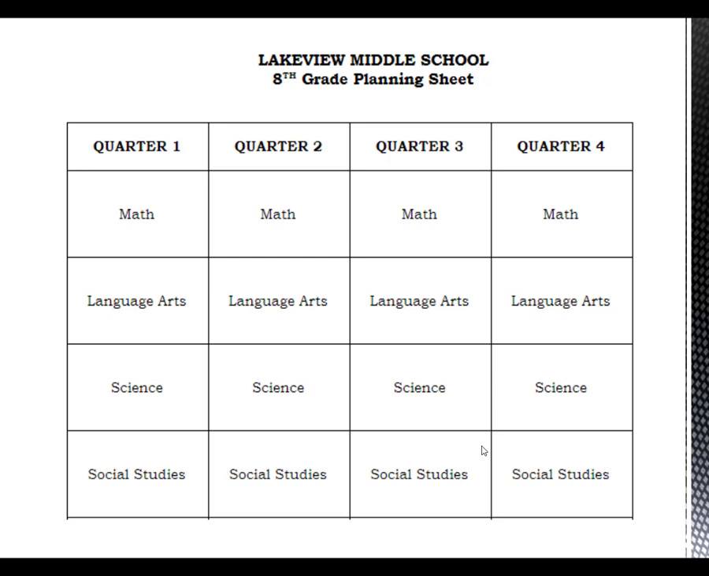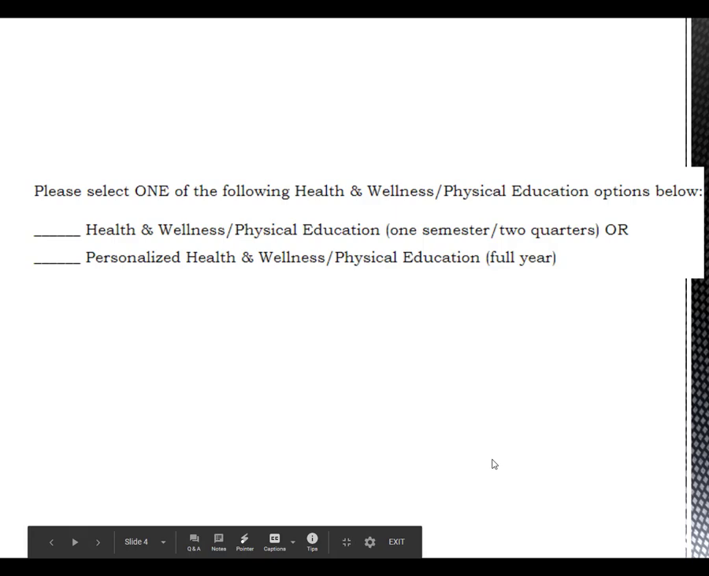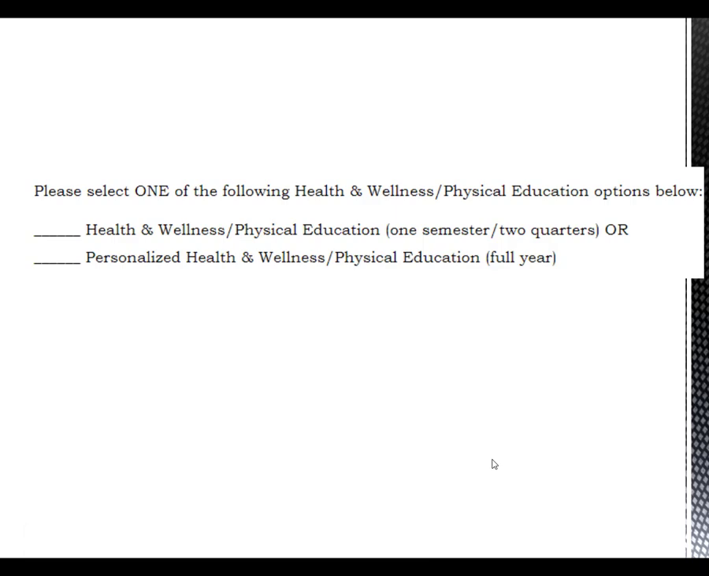So if you turn your paper over, on the back you'll see the sheet that you're going to fill out. So we put in math, language arts, science, and social studies for you, since those are all year for all 4 quarters. The first decision you're going to have to make is, do I want to take health and wellness for one semester, or do I want to take personalized health and wellness for the full year? It's like in 7th grade, you had the option if you wanted to take total wellness for the whole year, or if you just wanted to take health and PE for one semester. You have that same choice in 8th grade.